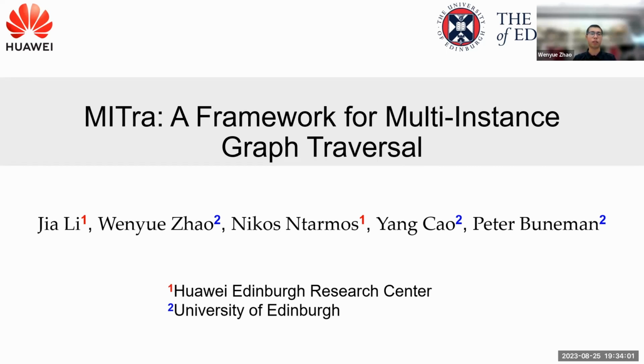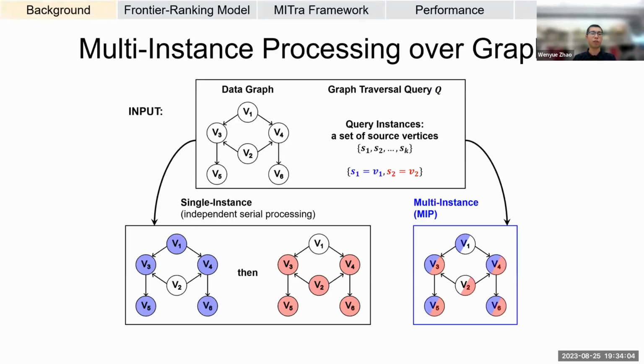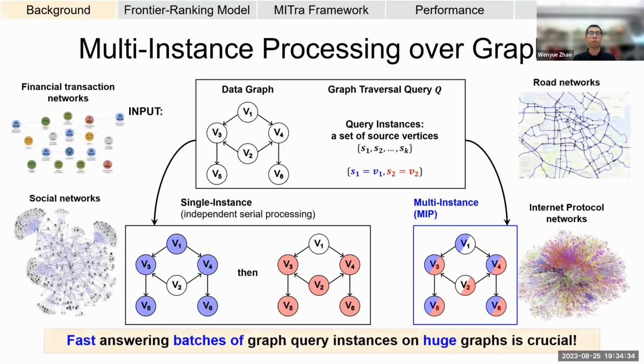First, let's start with background information. Given a data graph G, a graph query Q can be sparse matrix, vector multiplication, personalized PageRank, shortest path, etc. Traditionally, a graph query Q takes a single input source vertex. In this work, we consider multi-instance processing, computing results for graph query Q with a set of input source vertices S1 to Sk. Many application scenarios require answering batches of graph query instances over huge graphs, which requires efficient multi-instance processing.